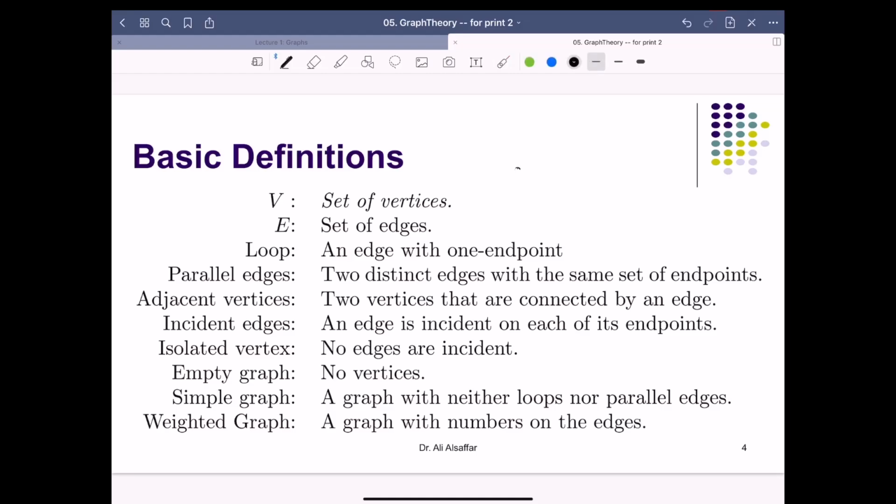So if this is a vertex, and we have an edge that connects to itself, then we say that this is a loop.